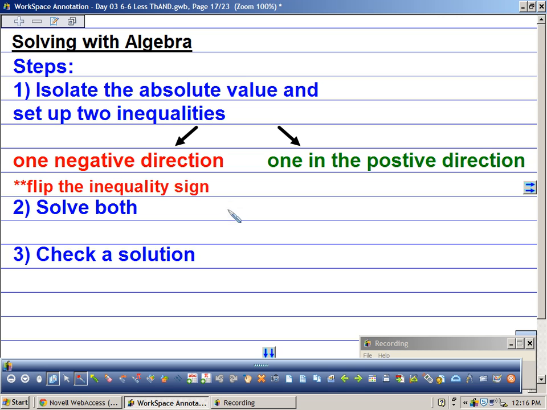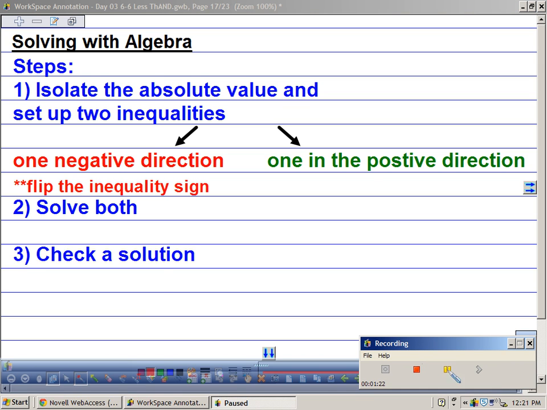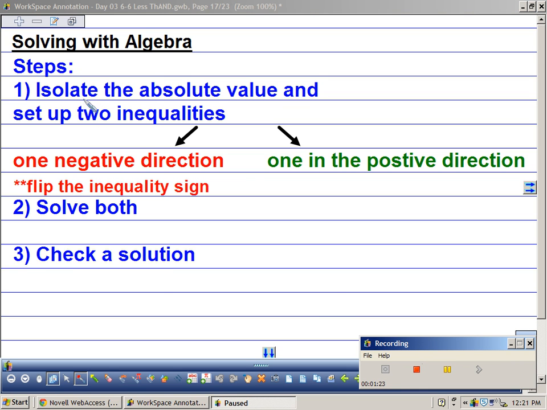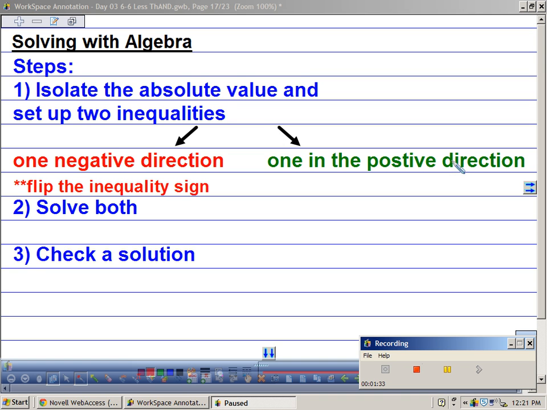So write this down. We're going to talk about solving with algebra. And these are your steps. Write these steps down. Okay, so this is what I really want you to pay attention to here. When we're setting up two inequalities, one goes in the positive direction, just like we were doing when we were talking about equations, and one goes in the negative direction. But when we're going in the negative direction, since we're going in the opposite direction, we need to take the opposite sign. So that's why we have to flip the inequality sign.